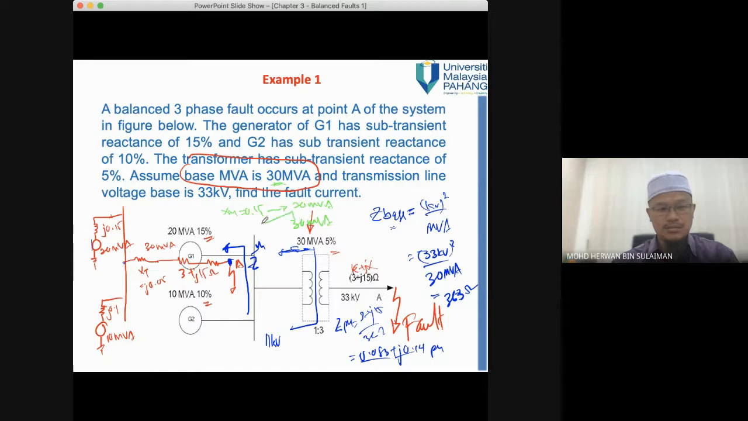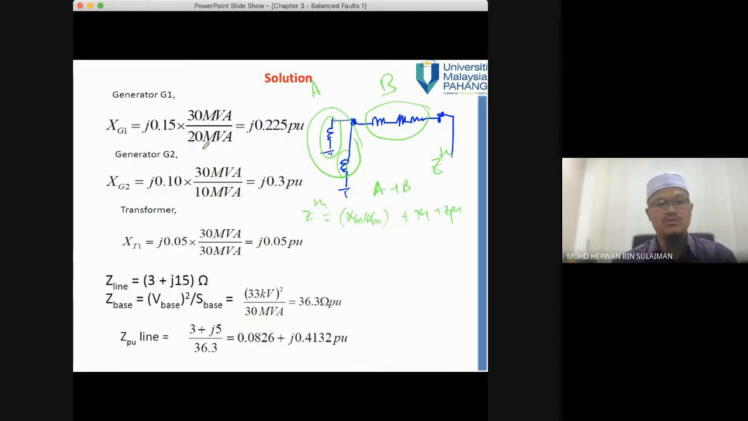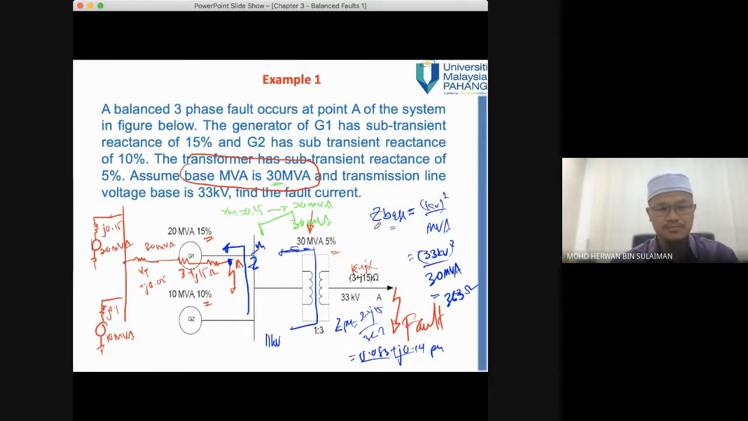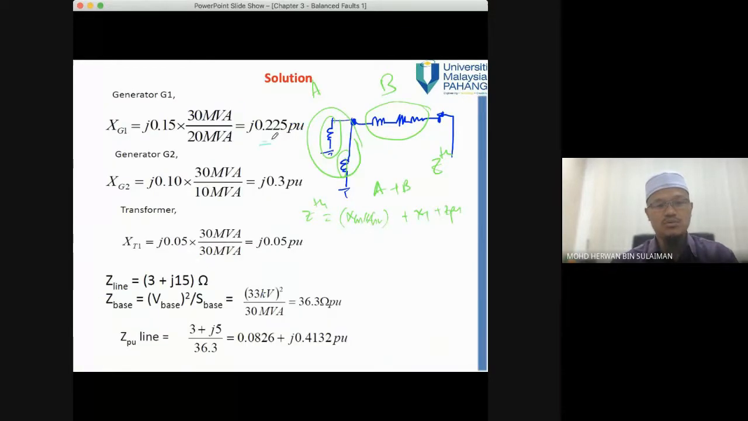Maka berapa nilai value kita yang baru? So value dia ialah 30 bahagi 20 darab dengan 0.15 lah. Kan? Itu cara saya lah. Simple. Okay, saya ulang sekali. XG1 0.15. Kalau pada waktu yang lama, value lama dia ialah 20 MVA. Tapi sekarang ni dah tukar kepada 30. Maka 30 bahagi 20 darab 0.15. Yang ni bahagi darab 0.15 dapat value baru. Value baru dia ialah 0.225.